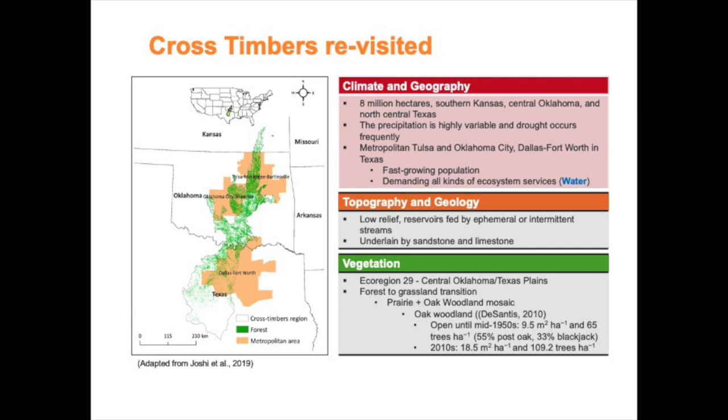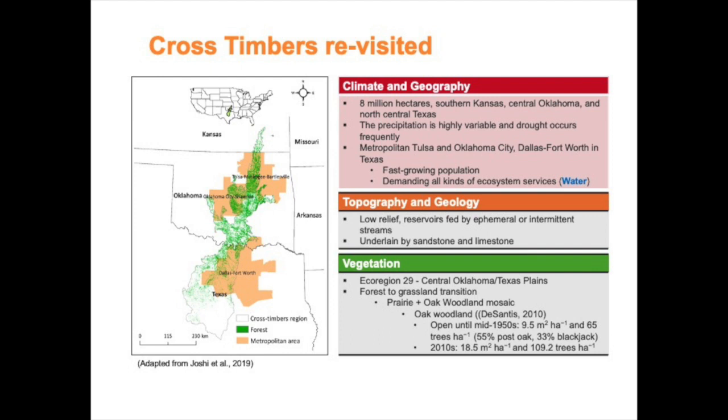So the cross timber is not something new to most of you here in the audience. The cross timber is an ecoregion. It geographically spans the very southern part of Kansas, a big chunk of the middle of Oklahoma, and then the north part of Texas. And you can see this area is about 8 million hectares, and the yellow portion, actually, we call it the metropolitan.